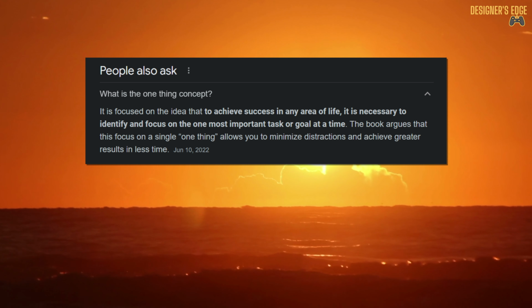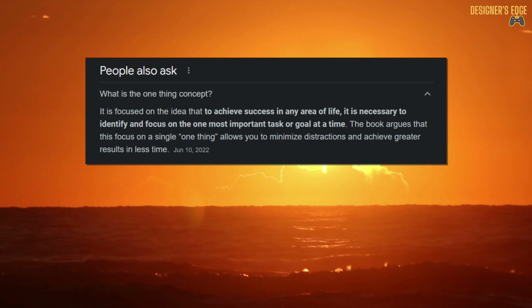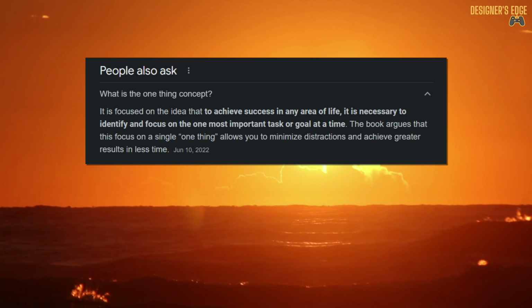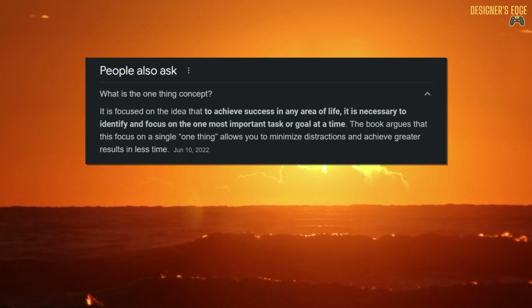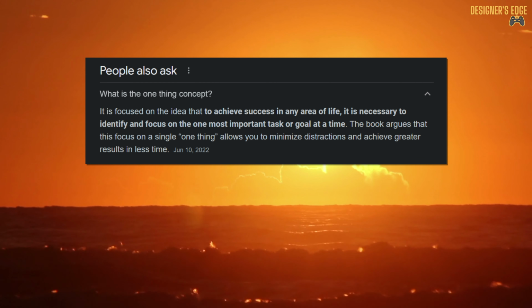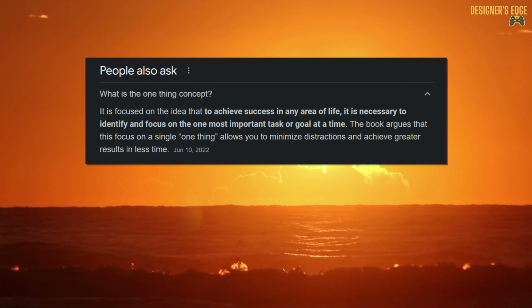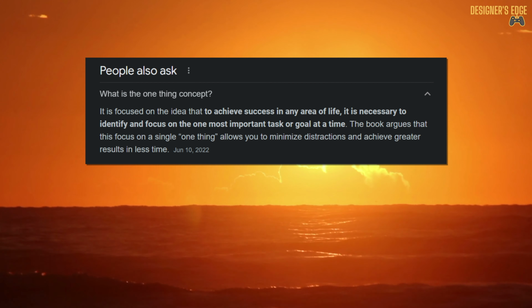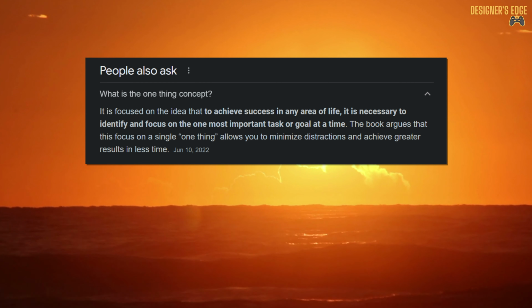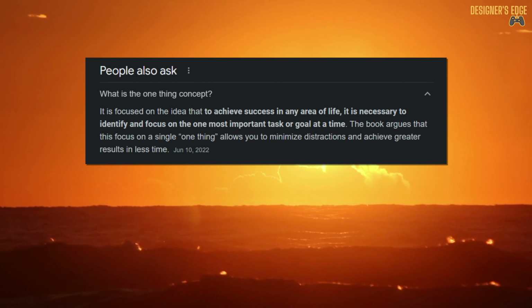What is the one thing concept? It is focused on the idea that to achieve success in any area of life, it is necessary to identify and focus on the one most important task or goal at a time. When you focus on a single one thing, it allows you to minimize distractions and achieve greater results in less time.